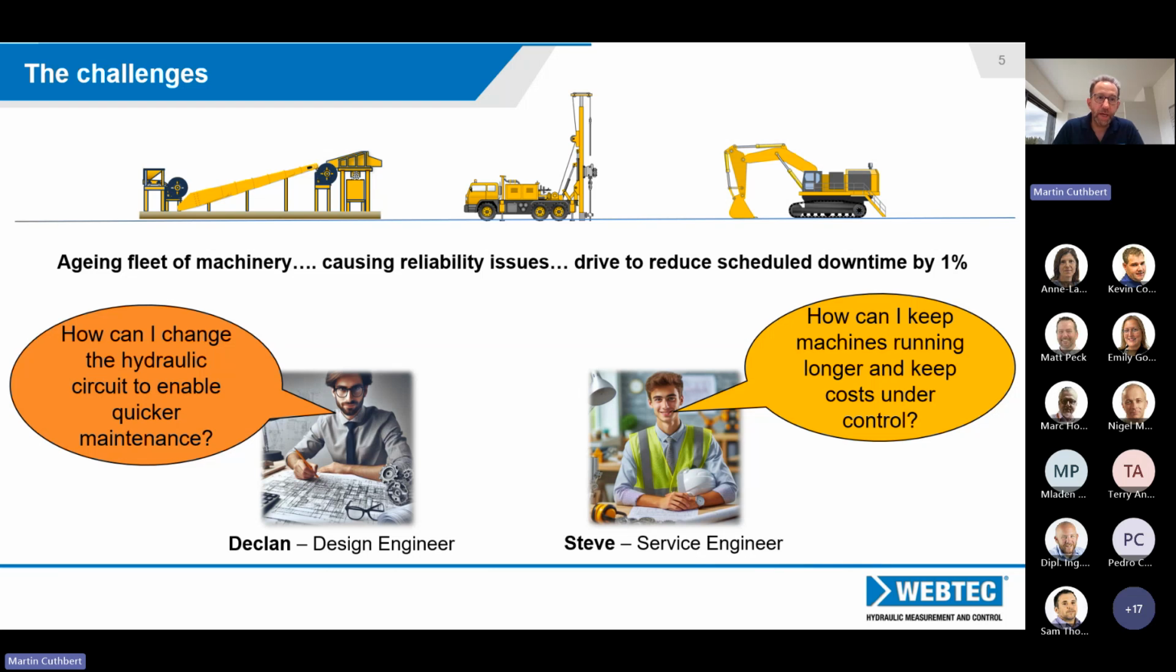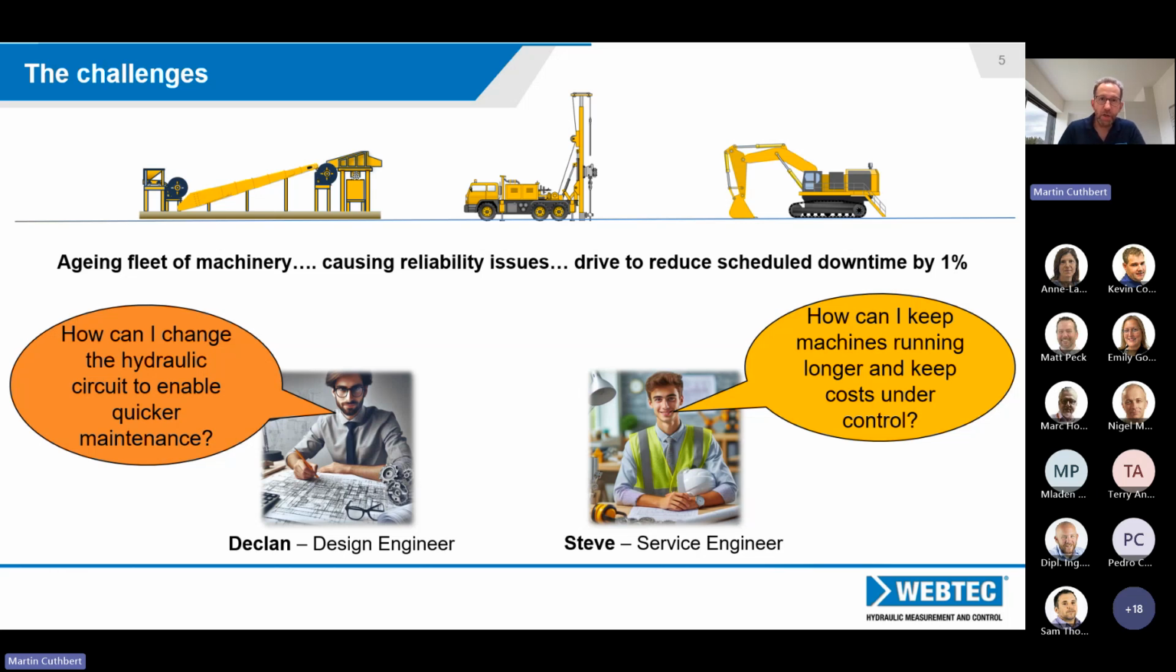And so for Declan, that is, how can I change the hydraulic circuit to enable quicker maintenance? They're doing planned maintenance at the moment, but it's often taking days on certain machinery, and they're asking, how could we do that faster? And Steve, who's looking after the industrial plant, asks, how can I keep the machines running longer and keep the costs under control? So we're going to follow Declan and Steve through their various challenges.